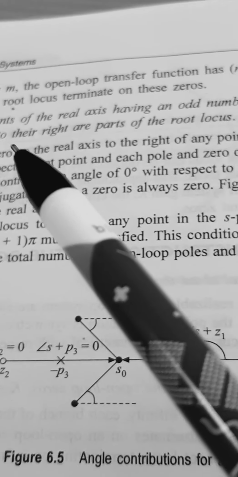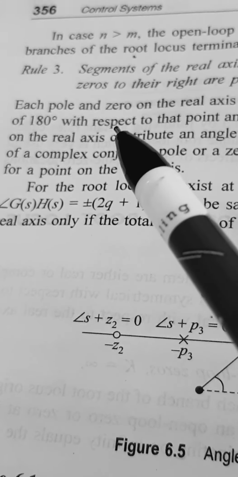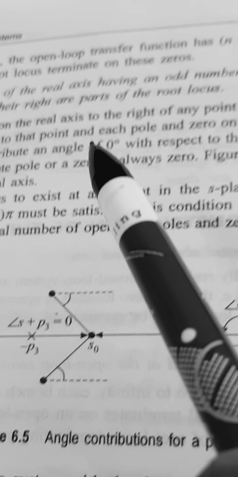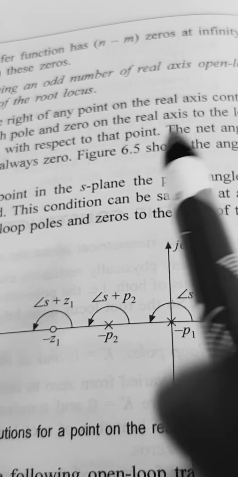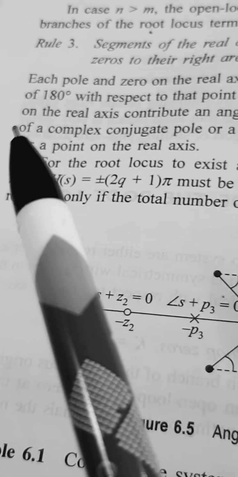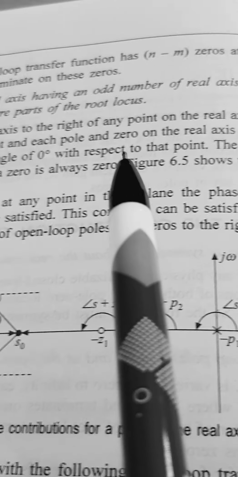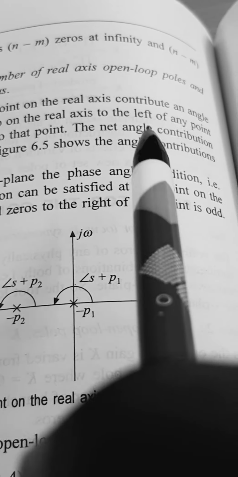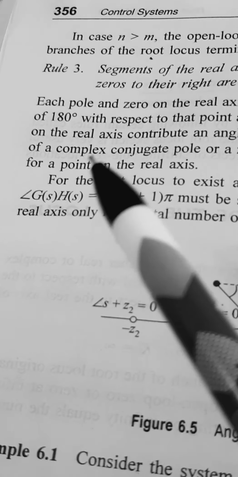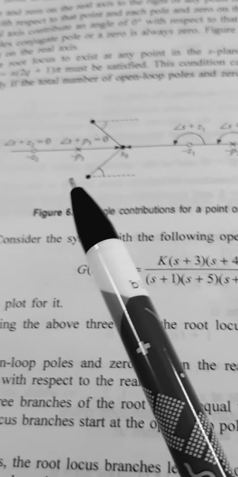Each pole and zero on the real axis to the right of any point on the real axis contributes an angle of 180 degrees with respect to that point, and each pole and zero on the real axis to the left of any point on the real axis contributes an angle of 0 degrees with respect to that point. The net angle contribution of a complex conjugate pole or zero is always 0. So this you can understand from this diagram.